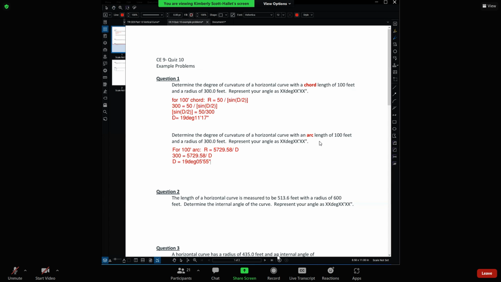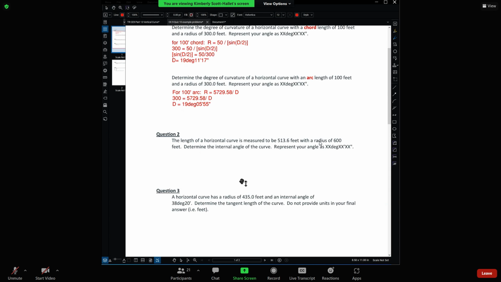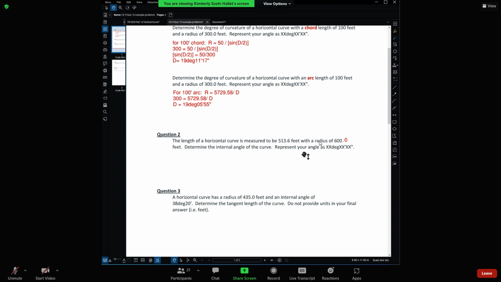Okay, so for question number 2. So a length of a horizontal curve, you're given that length of 513.6, you're given a radius of 600. This should have been 600.0 feet for proper sig figs, but it didn't really matter because we're looking for something in terms of degrees, minutes, and seconds. It should not have impacted your final answer. Determine the internal angle of the curve. Represent your angle as xx degrees, xx minutes, and xx seconds.